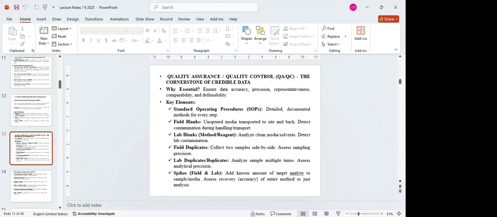Now, we also need to have what we call field blanks. They ought to be sealed, not opened, and they are supposed to detect contamination during handling and transportation, so that we are sure that by the time we get to the point of access, it has not been compromised. Then the other one is the lab blanks.